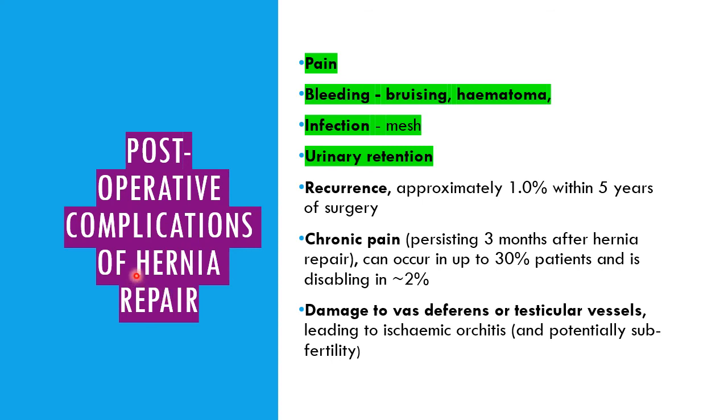Postoperative complications of hernial repair. Those in green here are the most common complications: pain, bleeding leading to bruising and hematoma, especially scrotal hematoma, infection due to the placement of a foreign body mesh, and urine retention. Recurrence is another important complication, which occurs in approximately 1% within the first 5 years of surgery. Chronic pain, which persists for 3 months after the hernia repair, can occur in up to 30% of patients, and disabling pain in about 2% of patients. Damage to the vas deferens and testicular vessels leading to infertility is another possible complication, but usually it is not common.